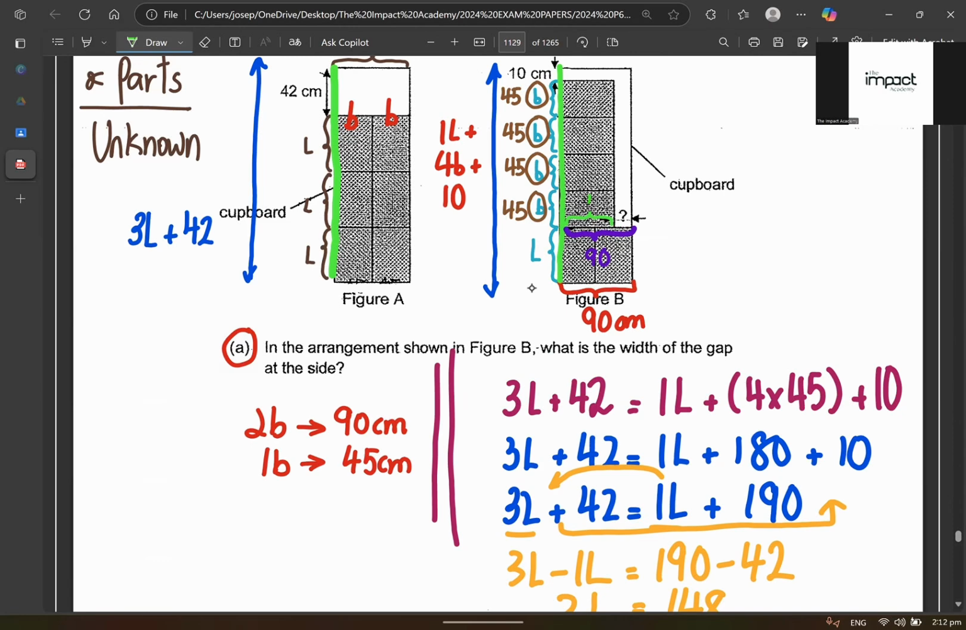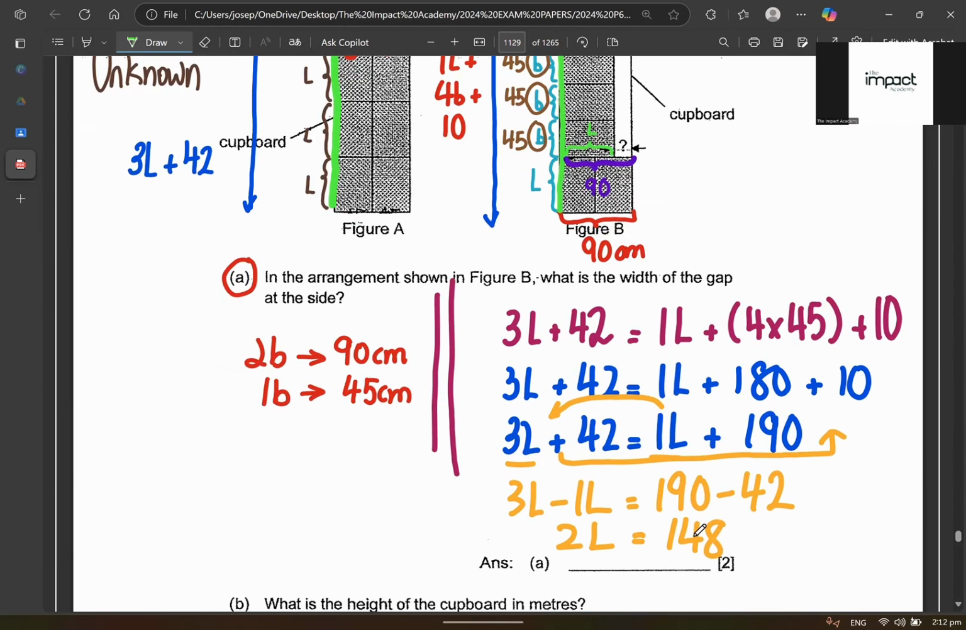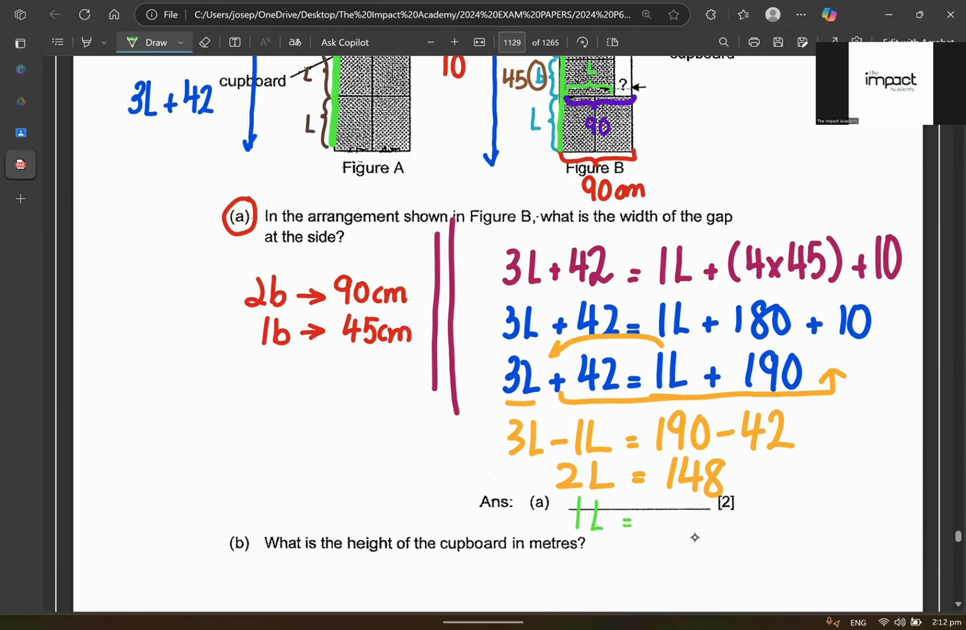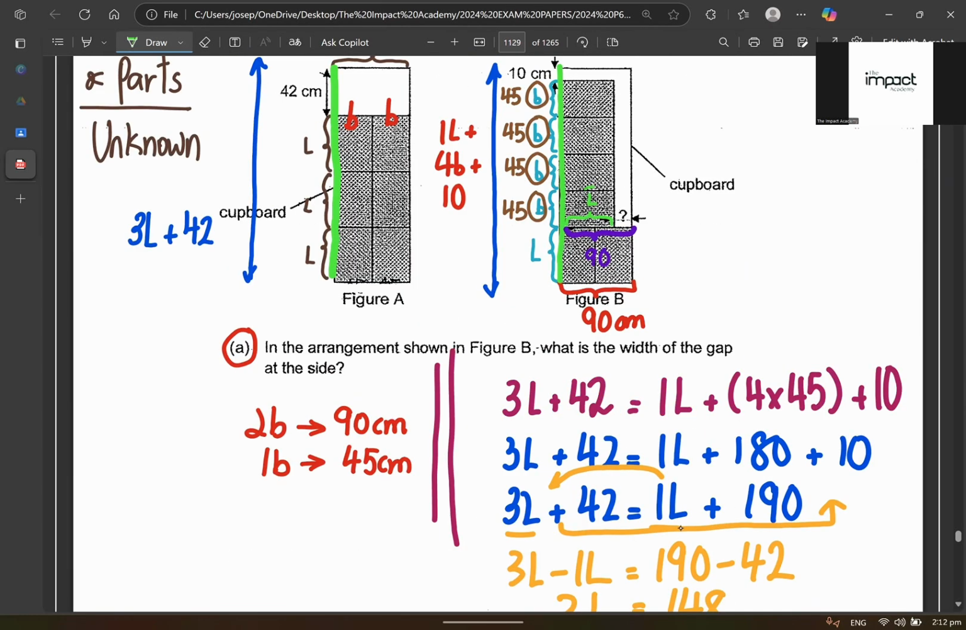Isn't that true? And since I know 2L is 148, 1L is actually equals to 148 divided by 2, which is equals to 74. So where is 74? 74 is actually this L over here. And you can see that this purple color covers everything. So you want to find the question mark, which is the width over here. It's basically just 90, which is the purple one, minus away 74. And that's how you would accurately get to the answer of 16 centimeters. And this is your answer for A.